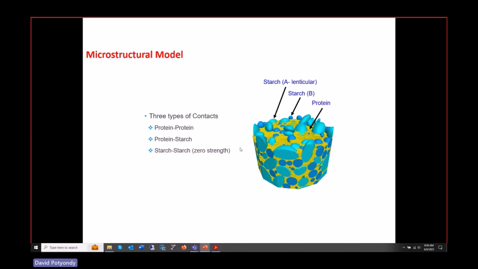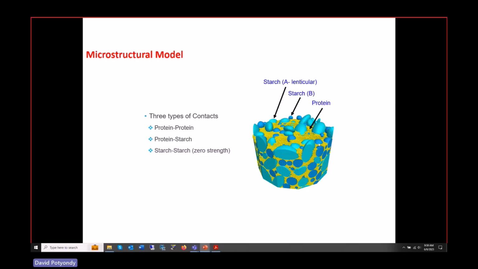Notice we have three shapes of particles. We have these big guys, which are starch A, and then we have these smaller guys, which are starch B. The smaller guys are spheres. These guys are lentils. They each had a size distribution. Then they're flooded with these yellow guys, which are supposed to be the protein. And these are rigid blocks. These two guys here, they're rigid blocks. You can see the discretization of triangles on there.